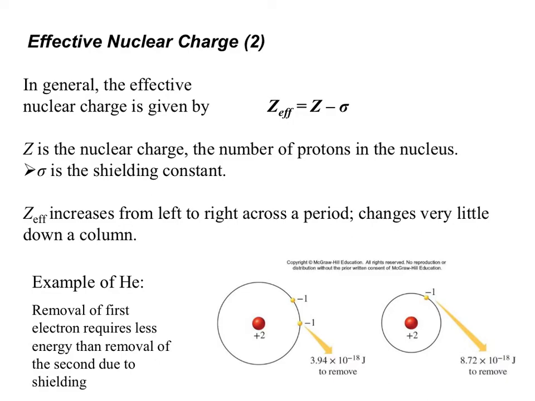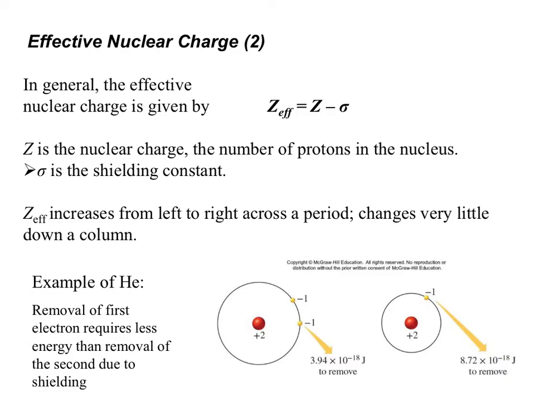Example of helium. When we have a nucleus of +2 and 2 electrons around the orbital, the removal of the first electron requires less energy than the removal of the second due to shielding. So although they're in the same orbit, one of those electrons is repelling the other and therefore also shielding it, causing it to be easier for one of those electrons to be removed. We only require 3.94 times 10 to the negative 18 joules to remove it.